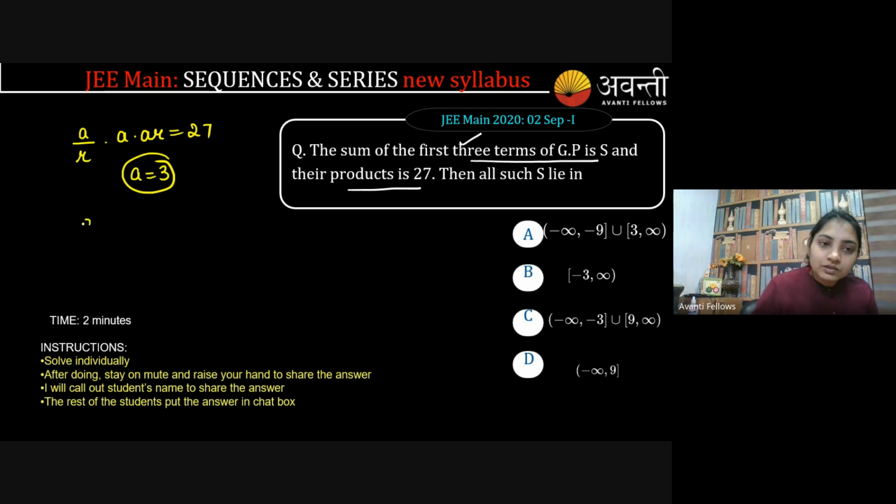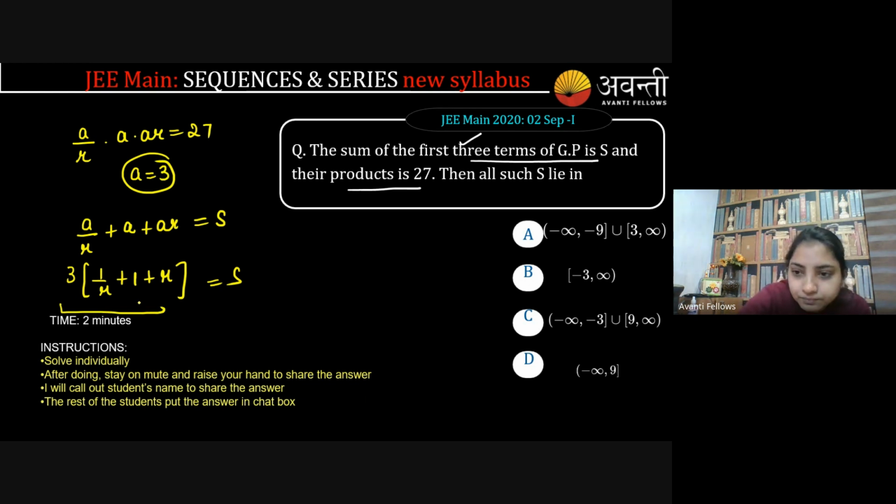Right? So A/R plus A plus AR, their sum is equal to S. A is 3, and 3 is taken as common. 1/R plus 1 plus R is equal to S. I need to just calculate this value.